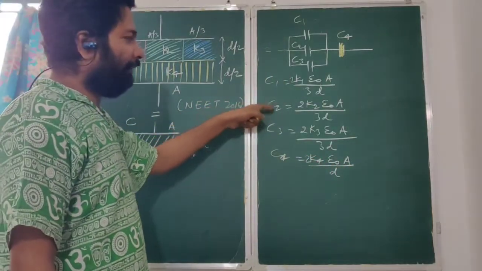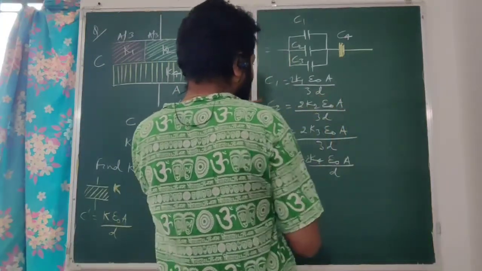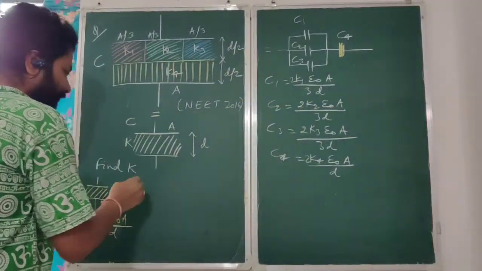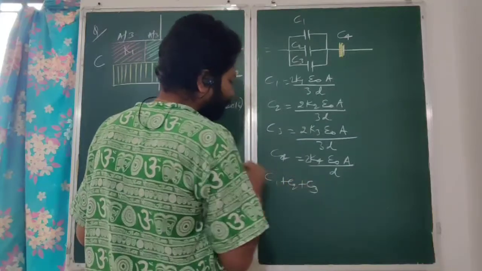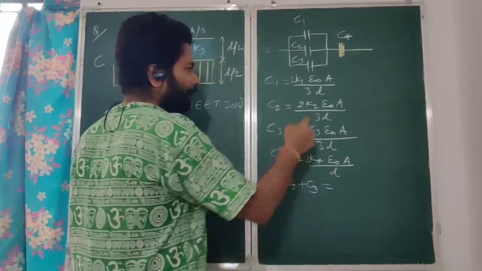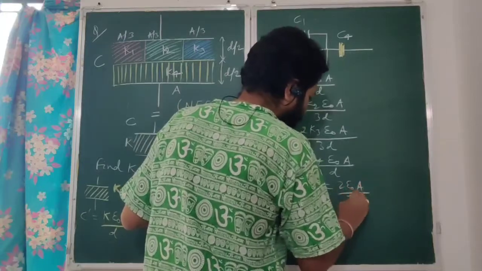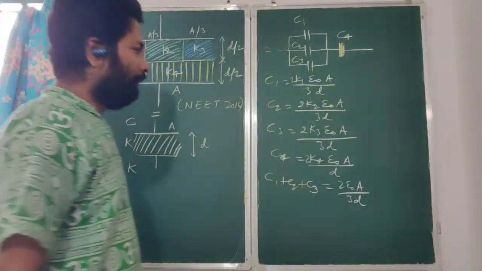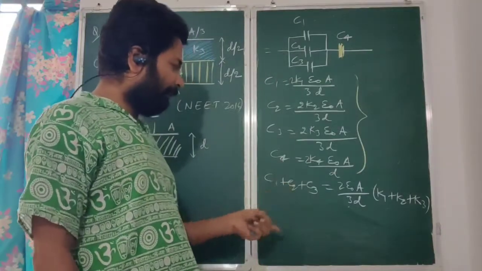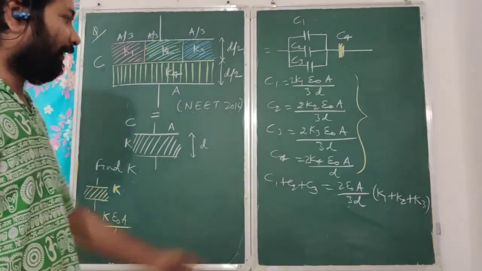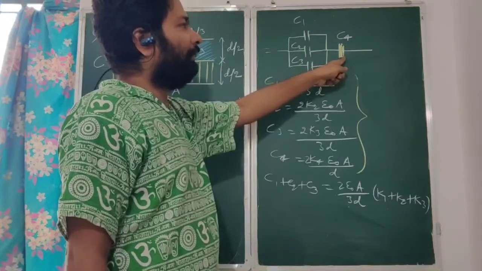So these 3, C1, C2 and C3, are connected in parallel. So what will be the equivalent of them? It will just be the sum of the individuals, C1 plus C2 plus C3. How much will this give us? Epsilon naught A by 3D, 2 epsilon naught A by 3D. It is common, so it is K1 plus K2 plus K3. So once we have determined C1 plus C2 plus C3, you can see these 3 are in parallel, and whatever you get is in series with C4.